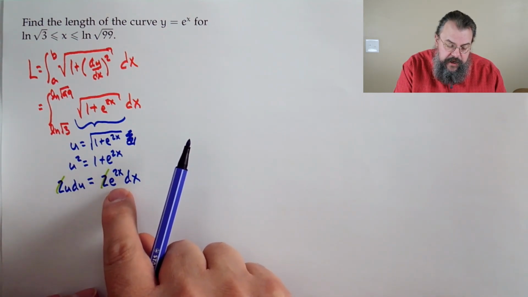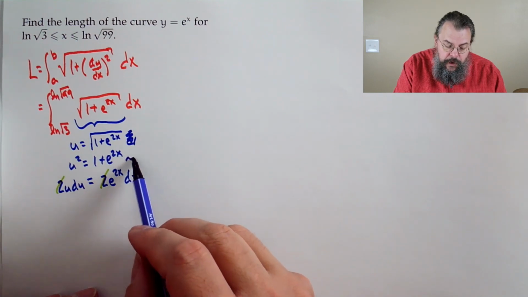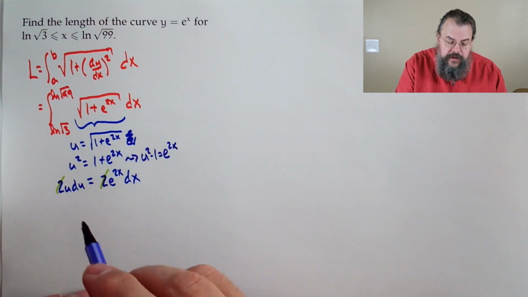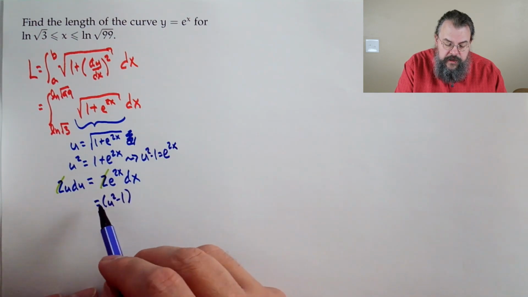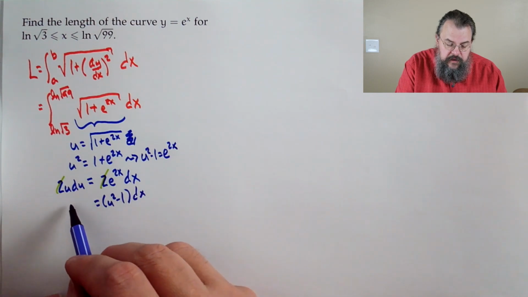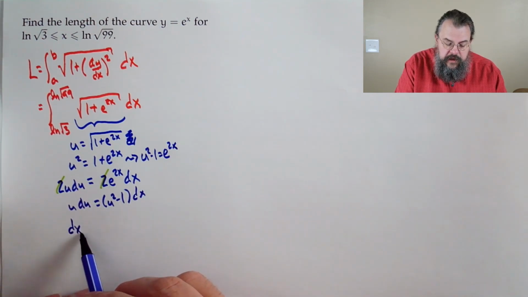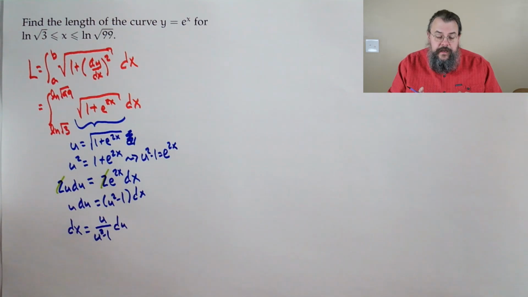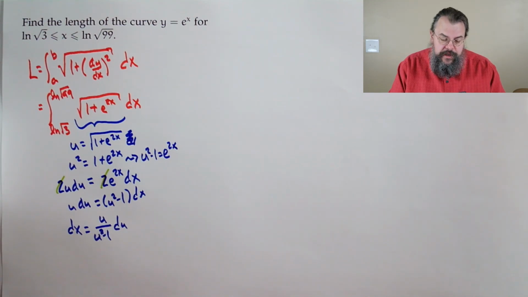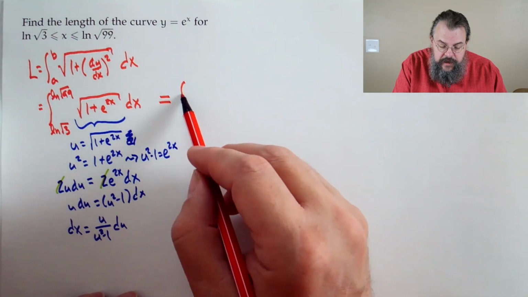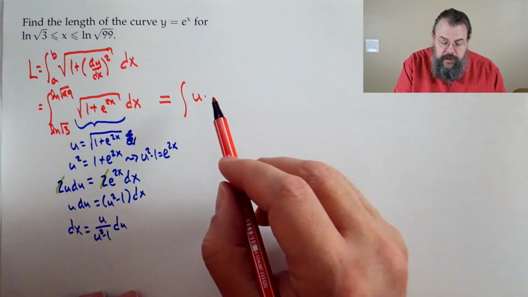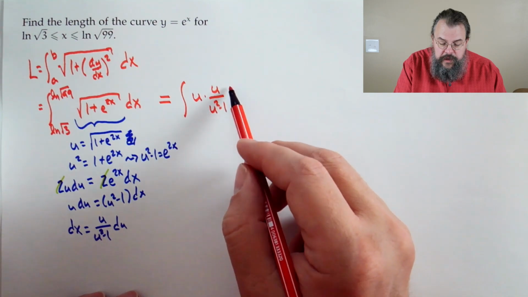Now the problem is there's this e to the 2x. But note, e to the 2x is the same as u squared minus 1. So this is really u squared minus 1 times dx is u times du. Or dx is equal to u over u squared minus 1 du. And therefore, this becomes actually not such a bad substitution to make. So we can say the following. Look, this is the integral. This becomes u. And then the dx becomes u over u squared minus 1 du.